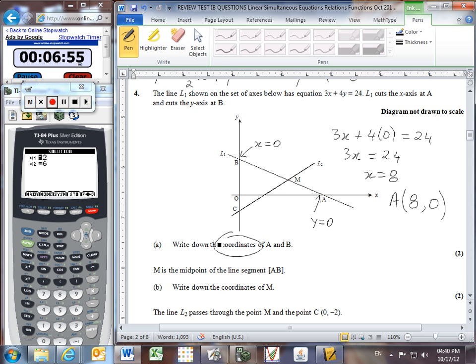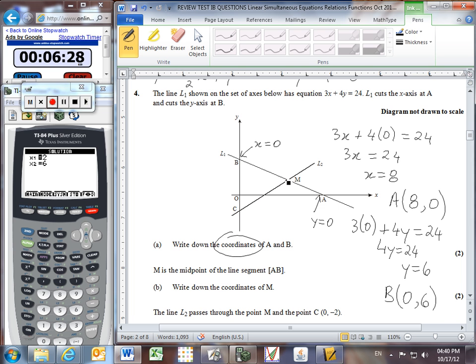Let's do a similar step. This time, x is equal to 0 as we look for the coordinates of point B. I don't know what y is, but I'll quickly find it, because this term becomes 0. 4y is equal to 24, and that must mean that y equals 6. So that shows us that the coordinates of point B, with the x value of 0 and y value of 6. It says then, M is the midpoint of the line segment AB.